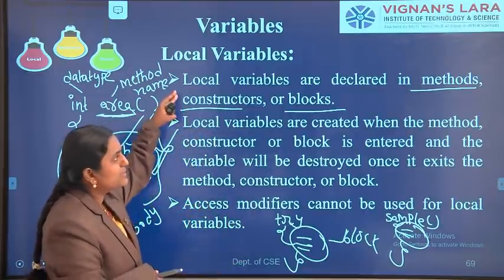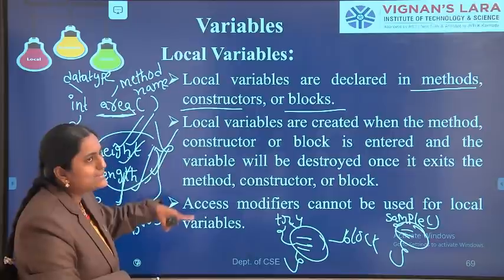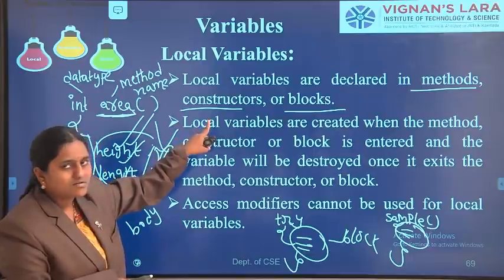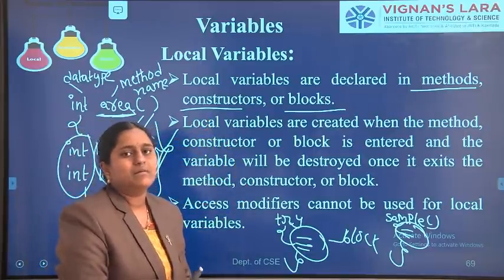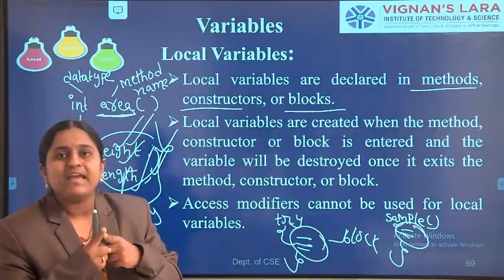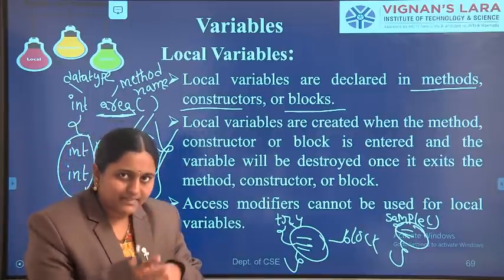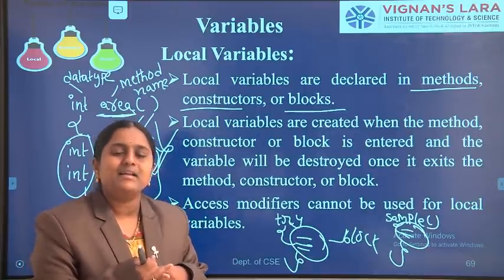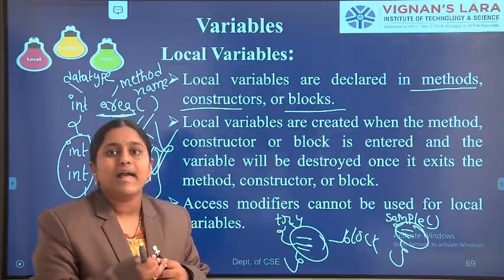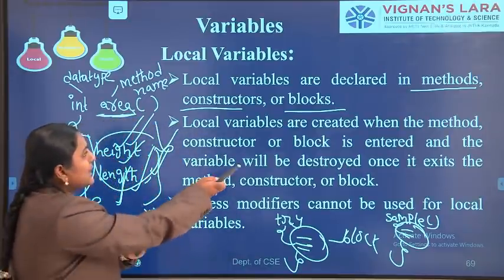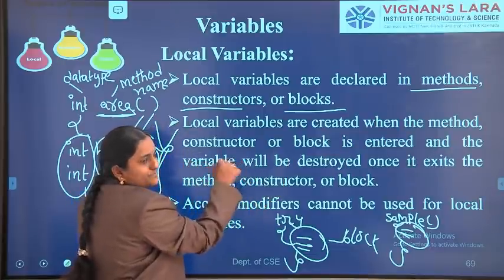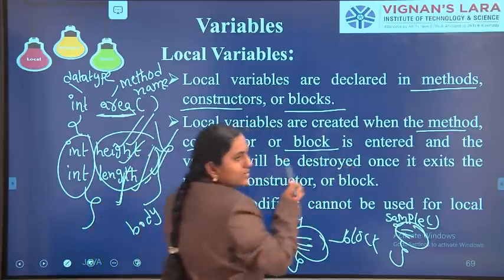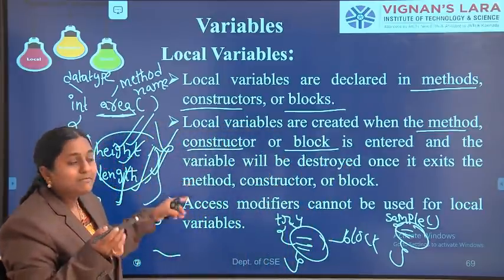So local variables are declared in methods, constructors and blocks. Any variable defined within the method, within the constructor, within the block, we can simply identify as a local variable. Local variables are created when the method, constructor or block is entered, and the variable will be destroyed when it exits.